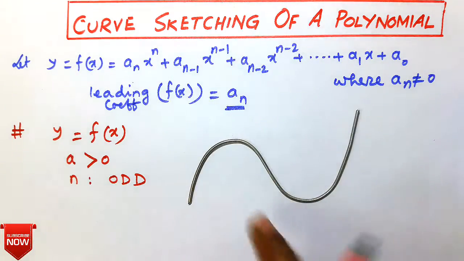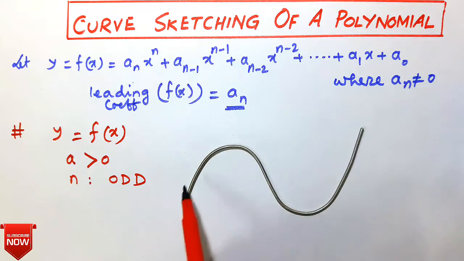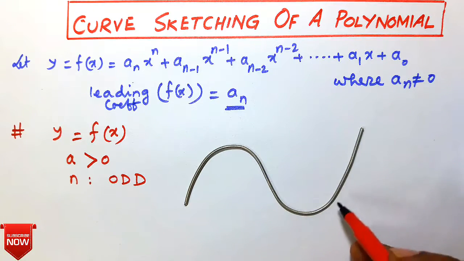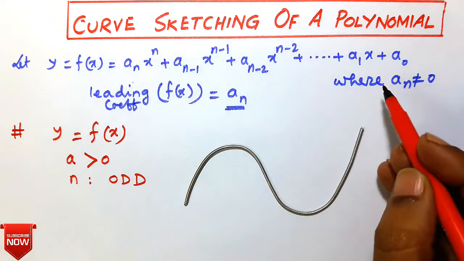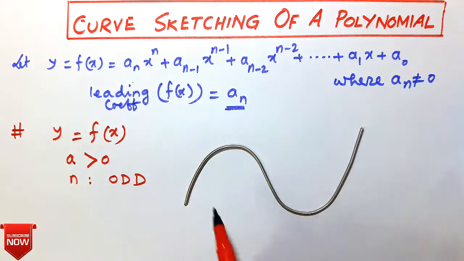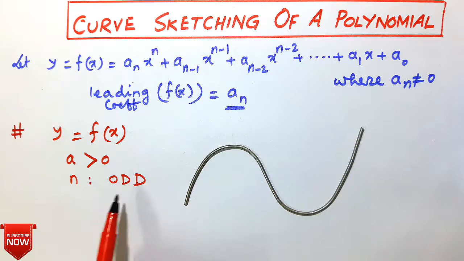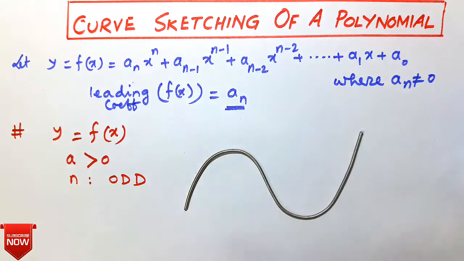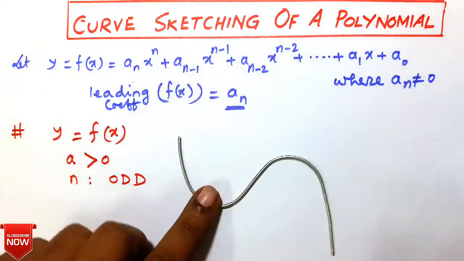When a is greater than 0, then the first end will be in the downward direction, and the final end will be in the upward direction. You should keep it in your mind. Again I repeat, when n is odd, then the curve ends will be in opposite directions, maybe in this way or maybe in this way.